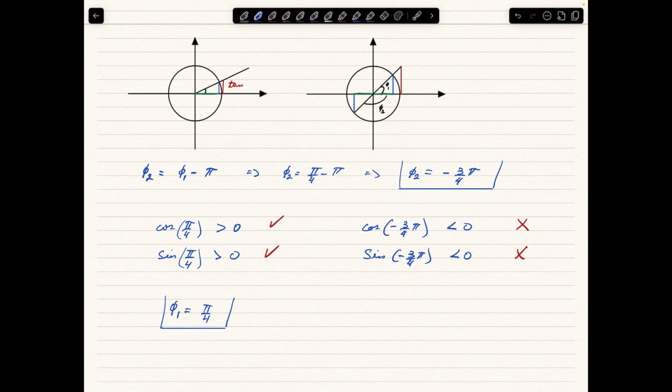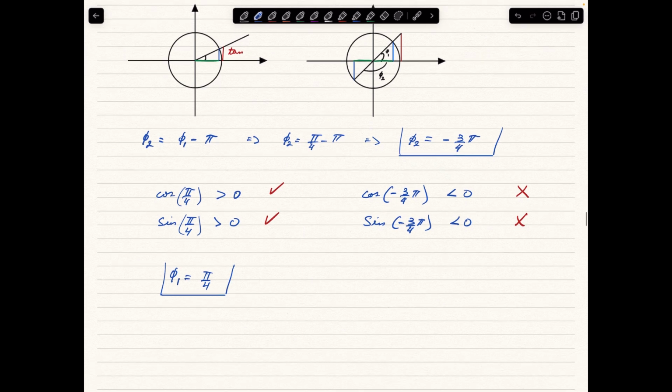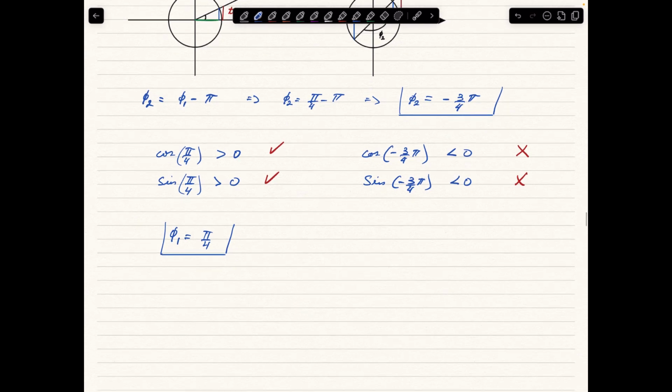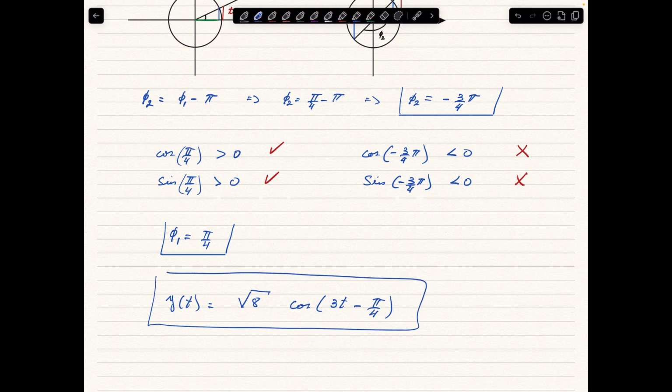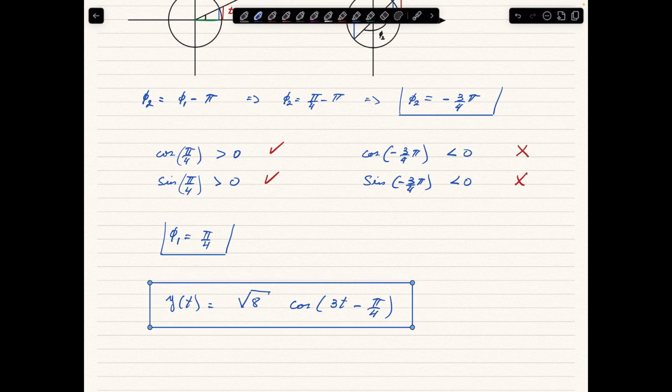But depending on the initial condition, it could be the second solution. Here we were lucky. The solution of the problem is the amplitude we found, square root of 8, times cosine of the oscillation frequency, which was 3, if I remember correctly, times t minus the phase shift, which is pi over 4. And this is how you write the solutions in terms of amplitude and phase shift.